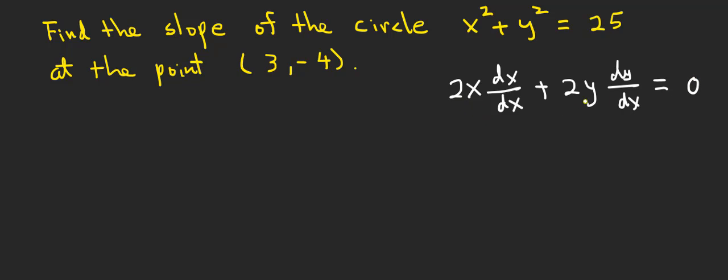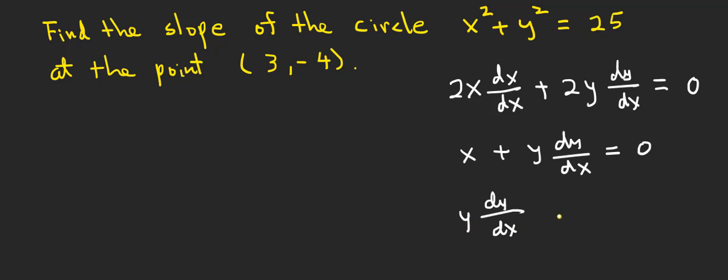So now let's divide everything by 2. You could do that because this is an equation. So you get x, and then dx over dx is just 1, plus y dy over dx equals 0. I divided everything by 2. Now let's isolate dy over dx. So you get y dy over dx equals negative x. You've got to divide both sides by y. So therefore dy over dx equals negative x over y.